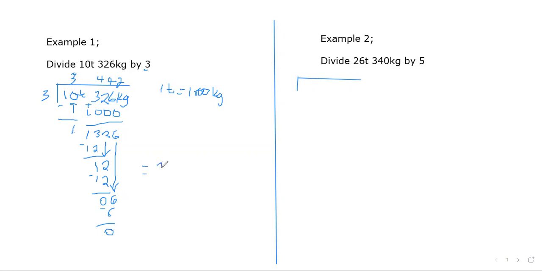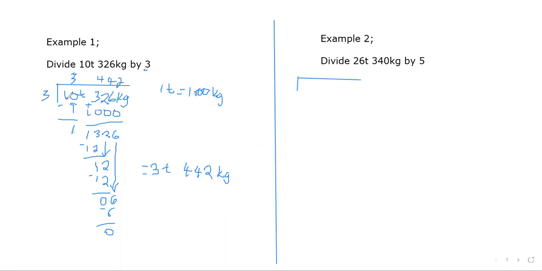So I'm going to write 3 tons, and then I'm going to write 442 kilograms as my answer. So the answer is 3 tons, 442 kilograms. Allow me to write this properly so that it can be visible for you. So it's 3 tons and 442 kilograms.